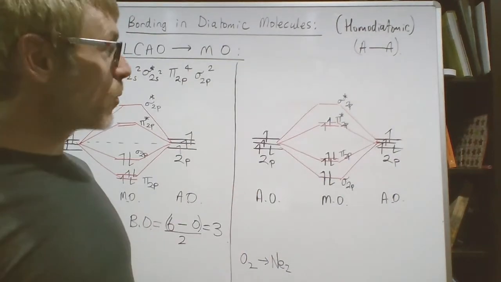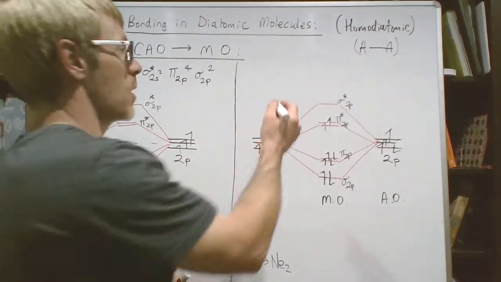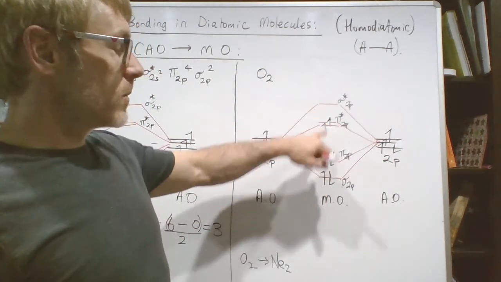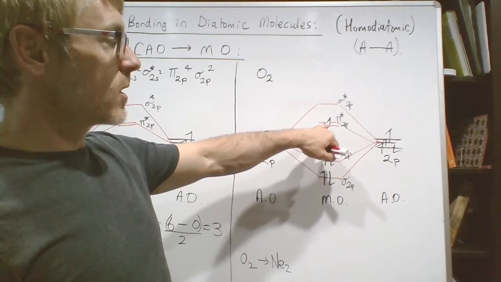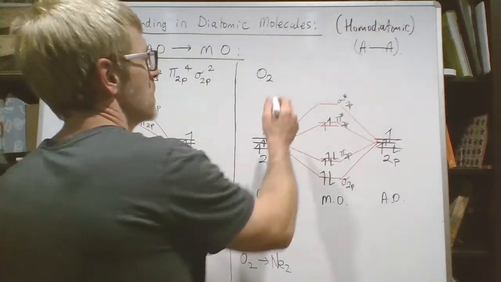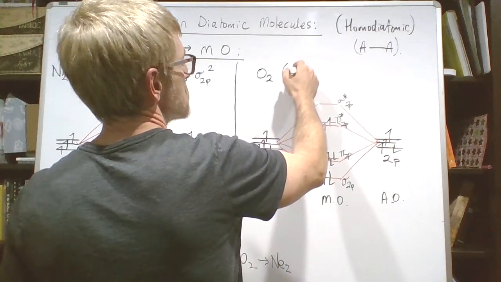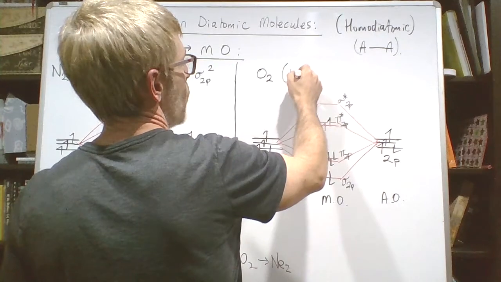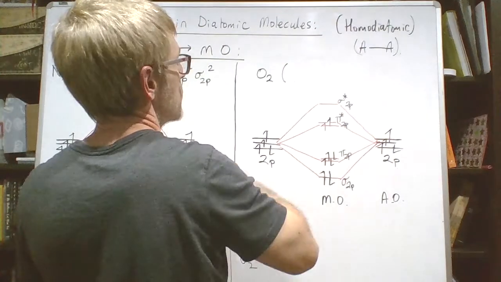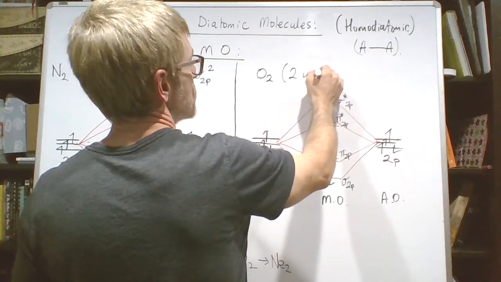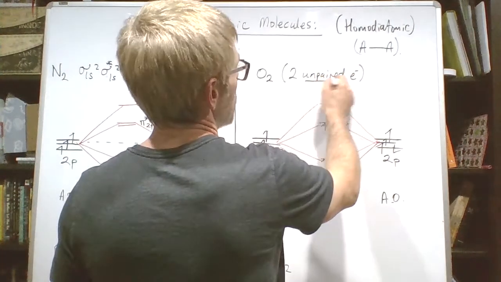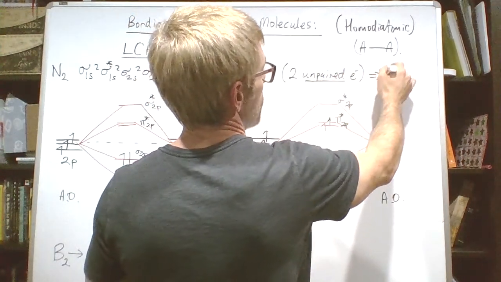Just before we move away from O2, I've gone back to our original O2 molecule. We notice that it's got 2 unpaired electrons, so there's no downward pointing electron. By definition, if you have 1 or more, and it's got 2 unpaired electrons, then if you have at least 1 unpaired electron, it means that you're paramagnetic.